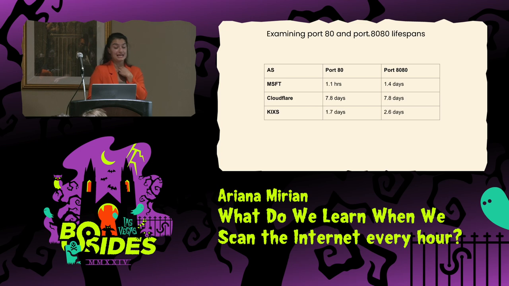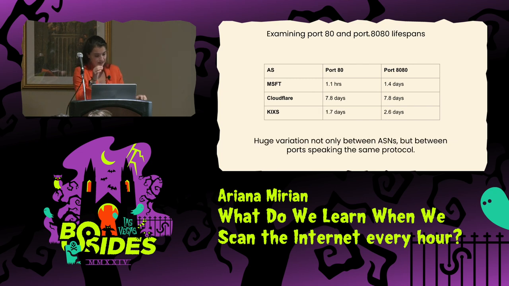If we look at port 8080, and again, only HTTP, often folks on the internet treat 80 and 8080 very similarly. It's meant to serve web pages. With Cloudflare, we see very similar behavior, but we don't necessarily see that with Microsoft and KIX. And so we not only see a huge variation between ASs, but also between ports speaking the same protocol, which have the same intentionality. And this was, again, where all my hypotheses started getting thrown out the window a little bit.